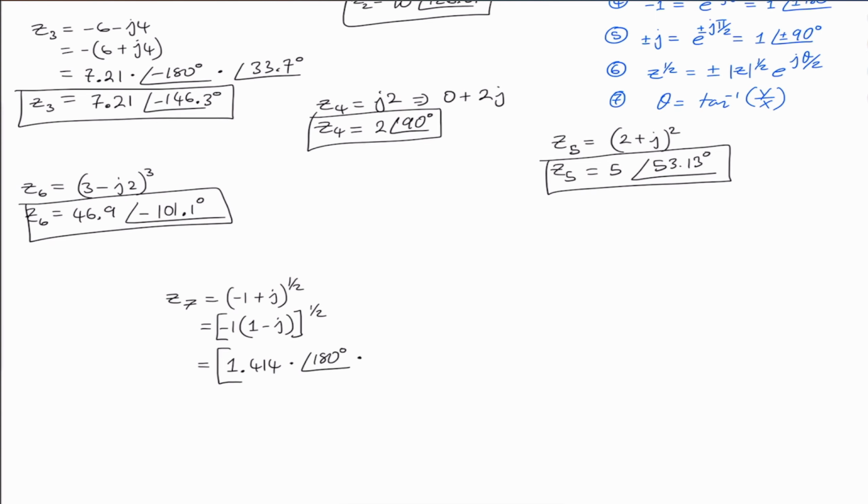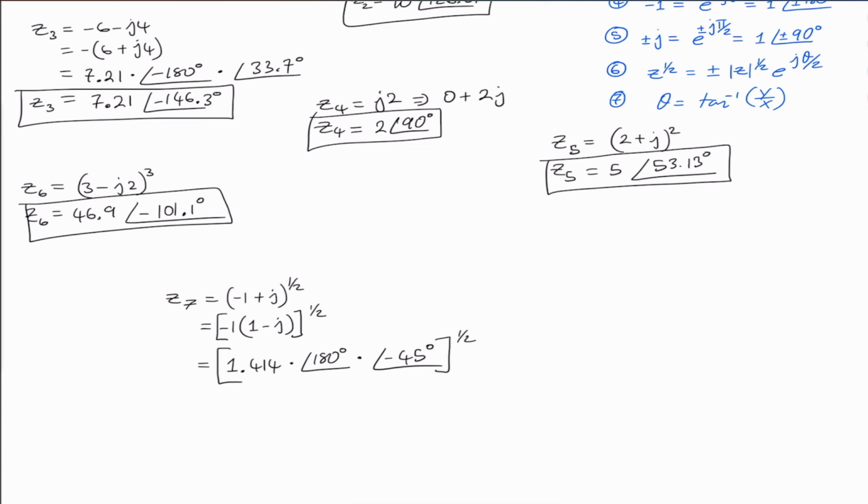And now for our angle within the parentheses, that's negative. The negative inverse tangent of 1 gives the angle of 45, so that's a negative 45 degrees, and that's still to the half.